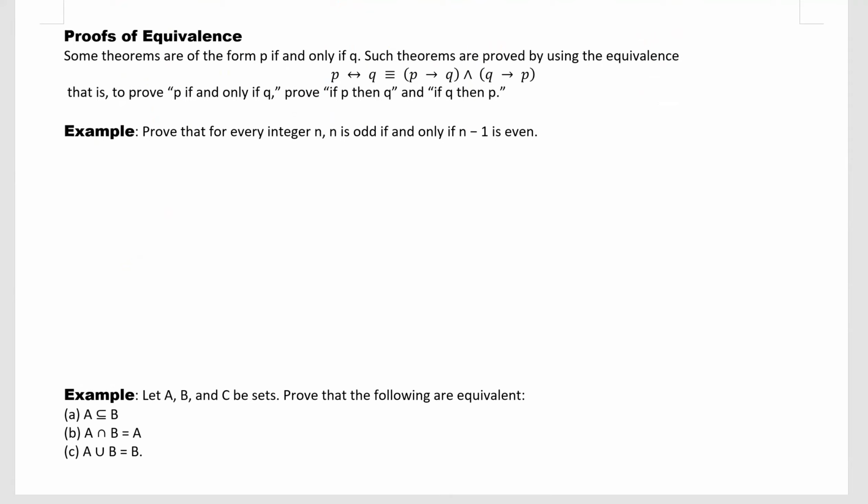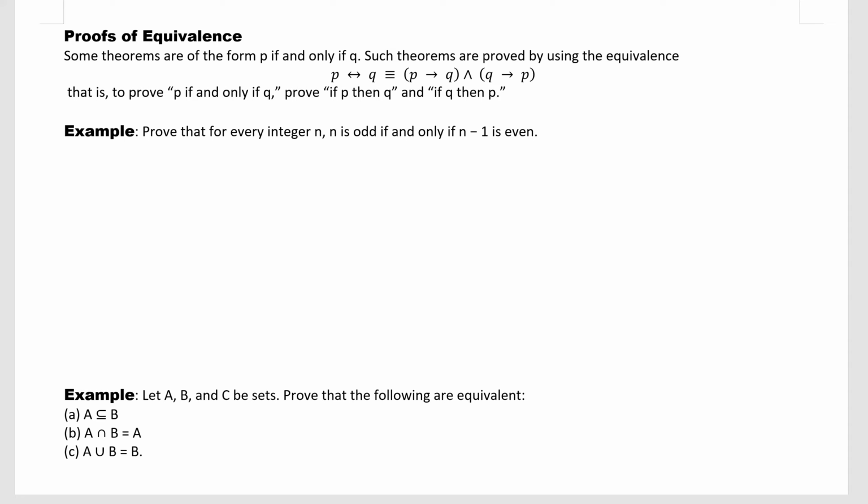Next topic is proofs of equivalence. So some theorems are of the form P if and only if Q. Such theorems are proved using the equivalence. So you prove P implies Q and you prove Q implies P. Okay? So, to prove if and only if, you prove if P then Q and if Q then P. Okay, so here are some examples.